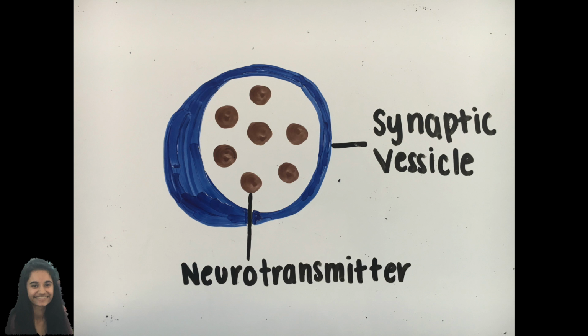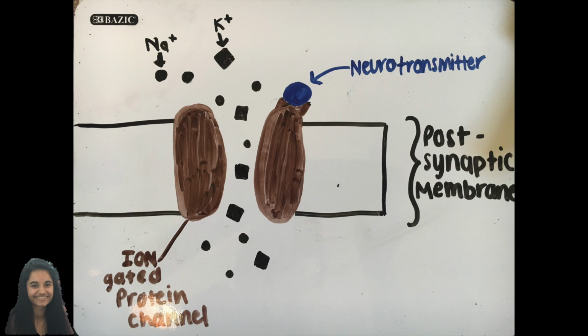A synaptic vesicle is basically a membrane-bound compartment that is used to hold neurotransmitters. When there is an influx of calcium, the synaptic vesicle fuses with the presynaptic membrane and releases the neurotransmitters. The postsynaptic membrane is the plasma membrane of the neuron that receives the signal. So when neurotransmitters are released by one neuron, they go and attach to the postsynaptic membrane of another neuron.